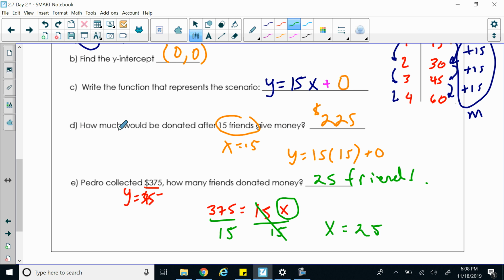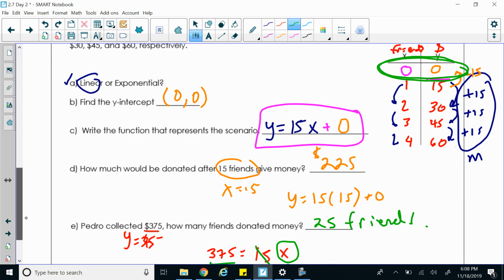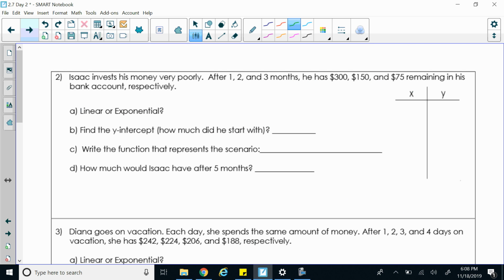But you can't answer D or E if you do not have this equation. This equation is crucial. And you can't get this equation unless you make your table. What I encourage you to do is leave a space for 0. If there's no 0, you've got to leave a space because we have to work back for our y-intercept. Cool? All right, let's go to the next example.